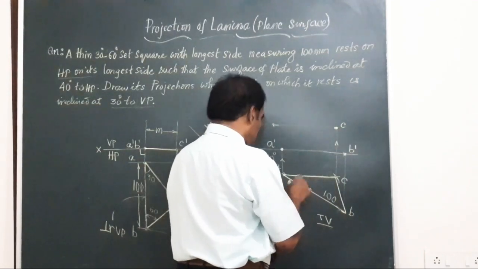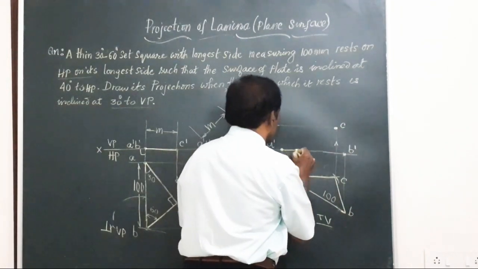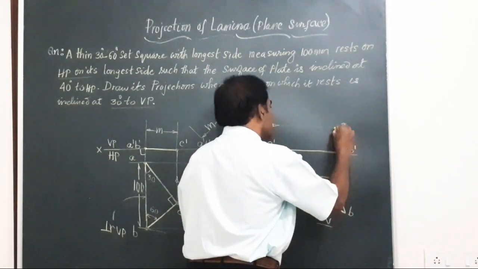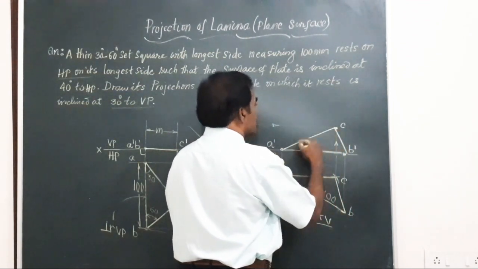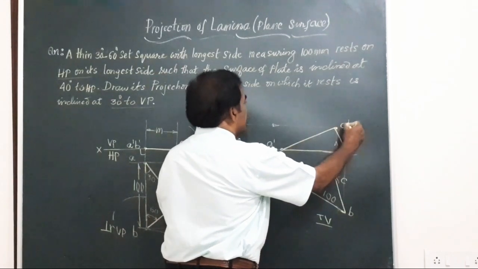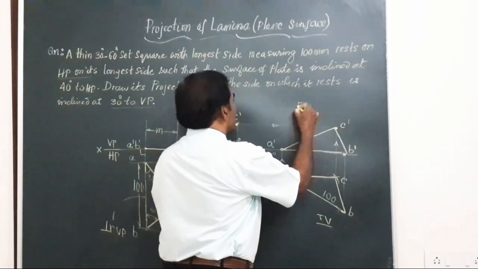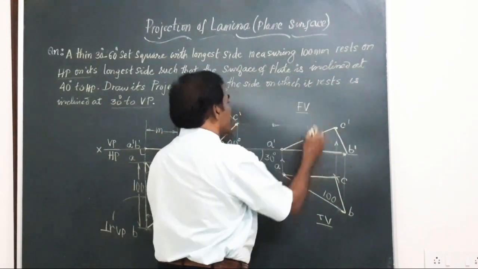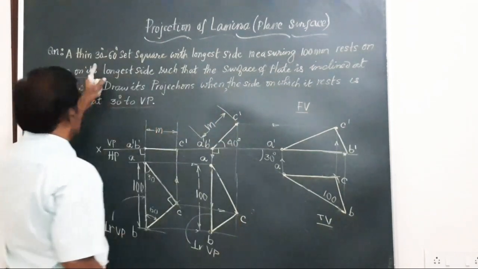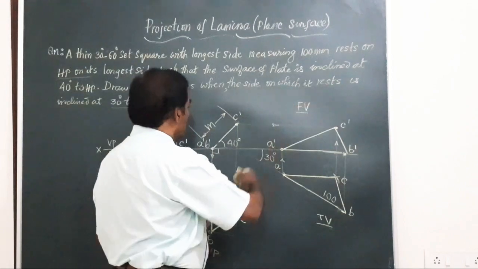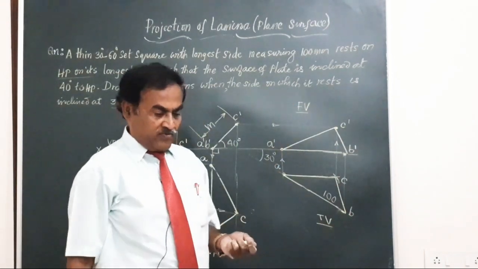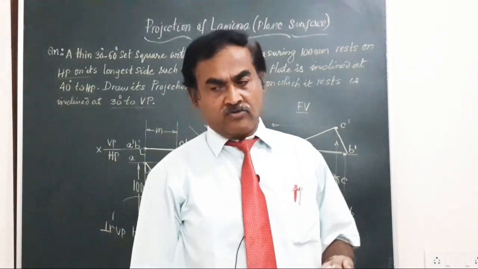Join A to B, B to C, C to A, and this triangle A dash, B dash, C dash will represent the final front view, FV, of the set square, the 30 degree set square. Friends, this will give you the complete projection of the 30-60 degree set square.